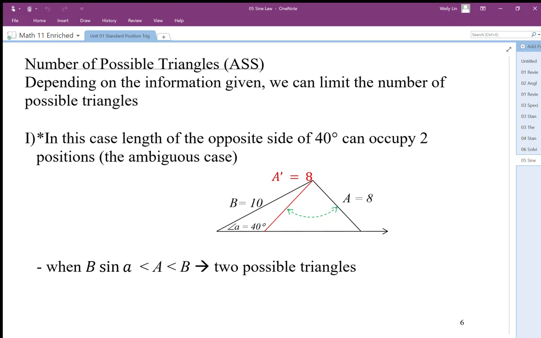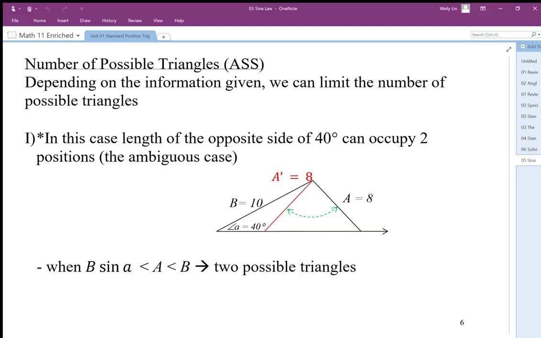There are some special cases of the angle side-side, or the ambiguous case rule, and depending on the information given, sometimes it is not possible to make two triangles. Anytime you see angle side-side, you have to assume that there might be two triangles, and we have to do the calculations for that. However, there are some cases where this doesn't happen.